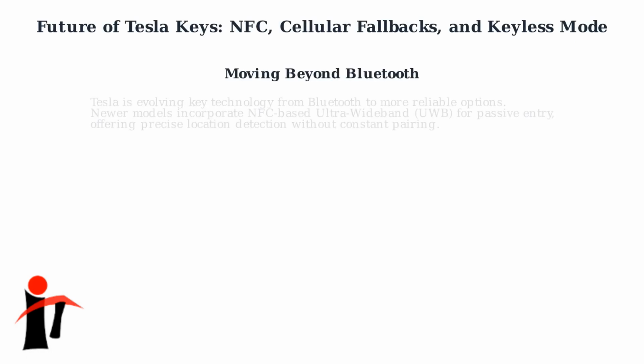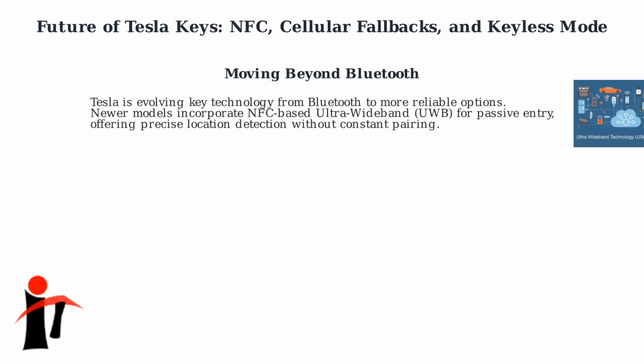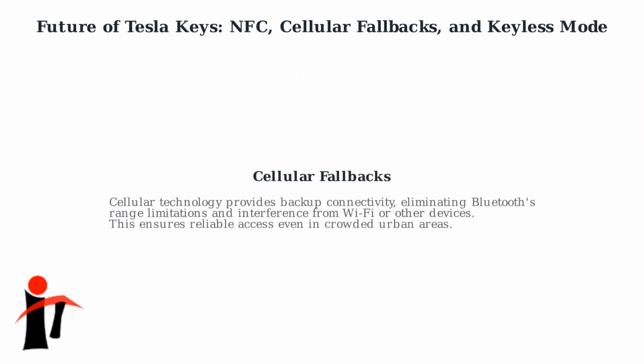Tesla is moving beyond traditional Bluetooth keys to more advanced technologies. Newer models are incorporating NFC-based options like ultra-wideband or UWB, which provides more reliable passive entry through precise location detection. Tesla is also exploring cellular fallbacks to overcome Bluetooth's limitations. Cellular connectivity eliminates range restrictions and reduces interference risks from other wireless devices, ensuring consistent performance in urban environments.